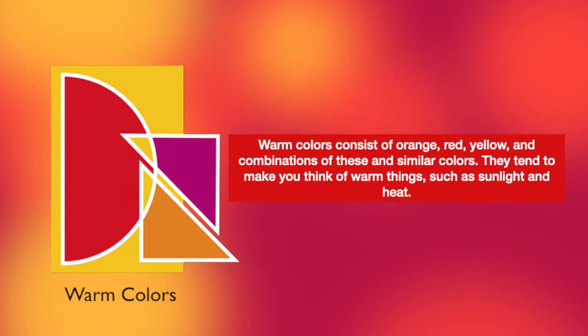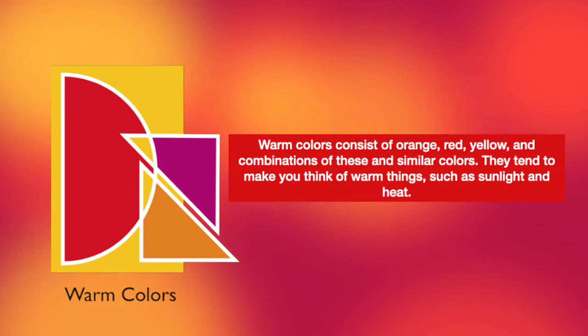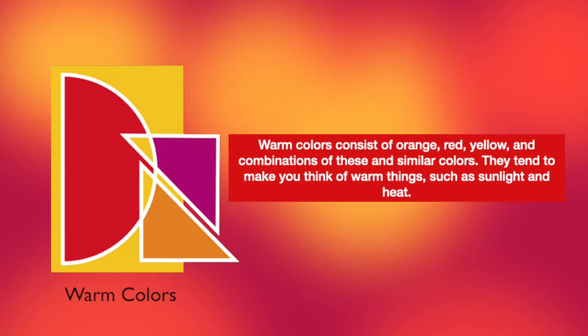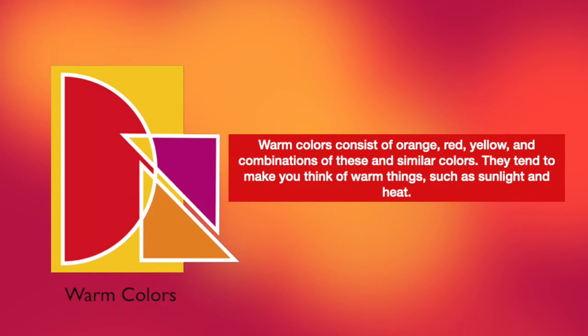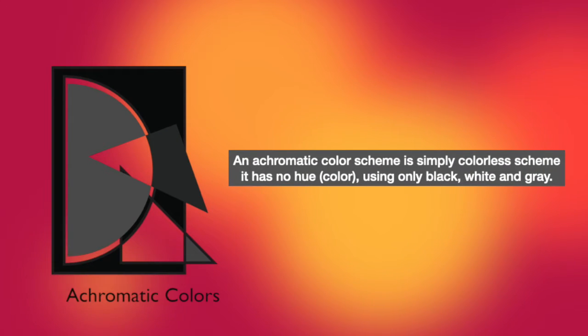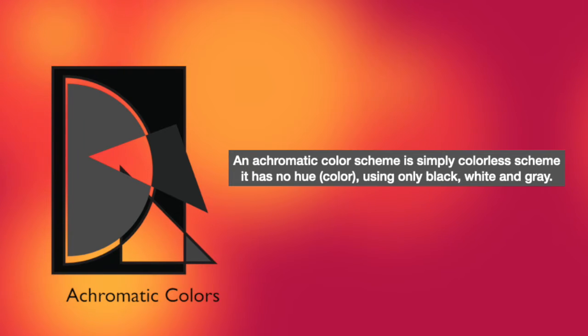Warm colors are the opposite. They're oranges, reds, yellows, and they give you the feeling of the sun or heat. And lastly, achromatic colors are void of color, and they're just the scheme of black, white, and gray.